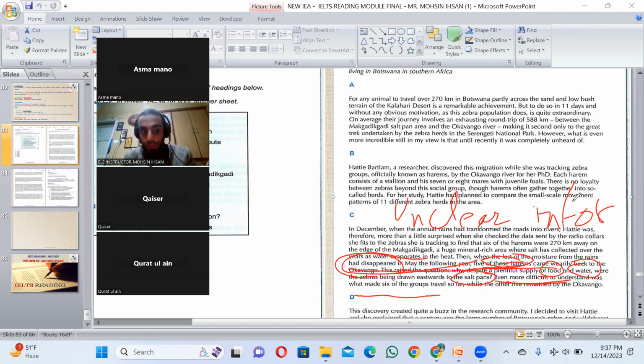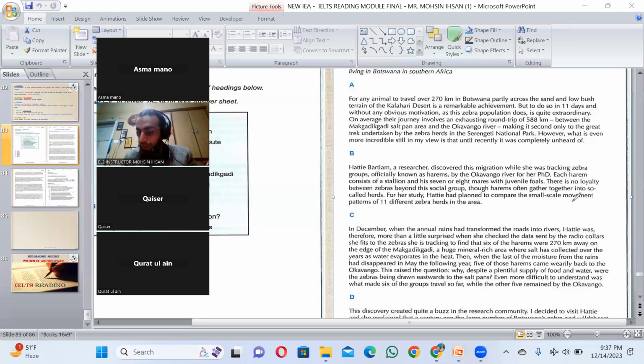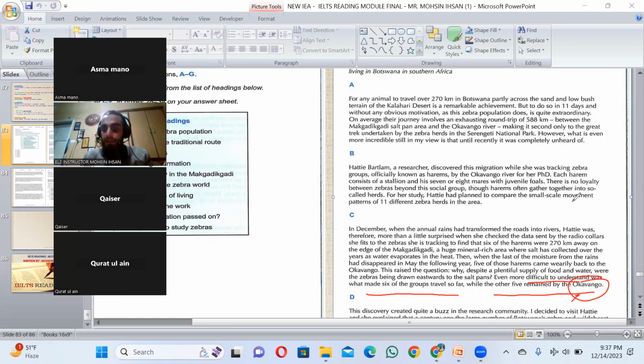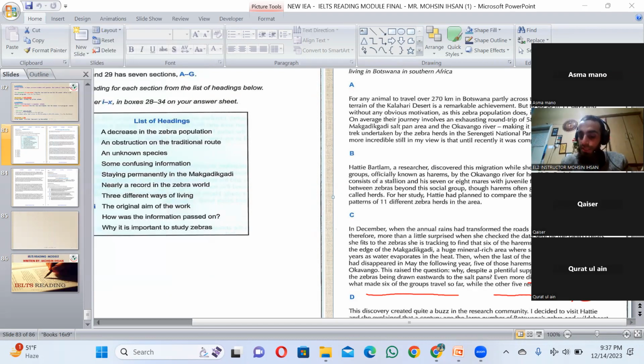Why salt pan? Why not go to food and water? This is also more difficult to understand. So what made six of the groups travel so far while the other five remained by the Okavango? Six groups travel so far to salt pans, but five remained in the Okavango, this place. Right now, there is a little bit of an unclear and critical situation of zebras, which the following paragraph will discuss.